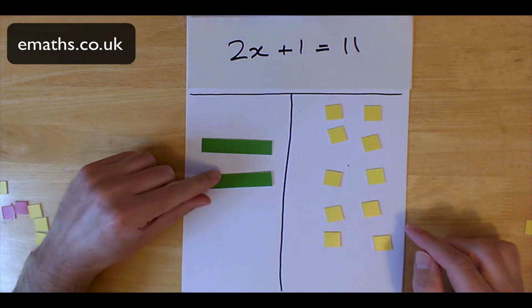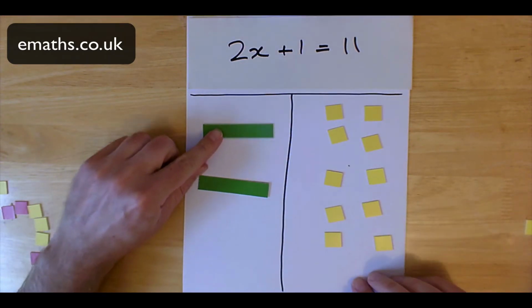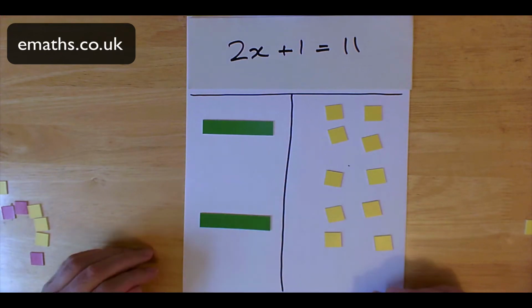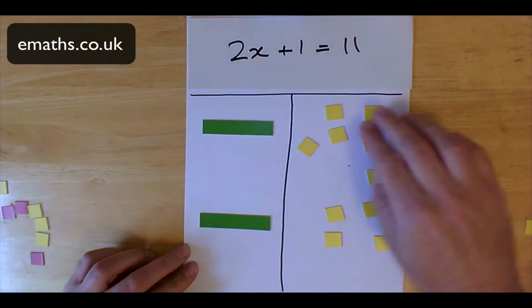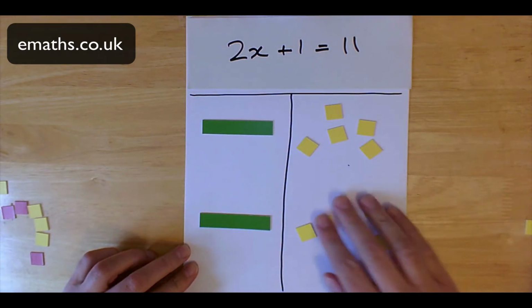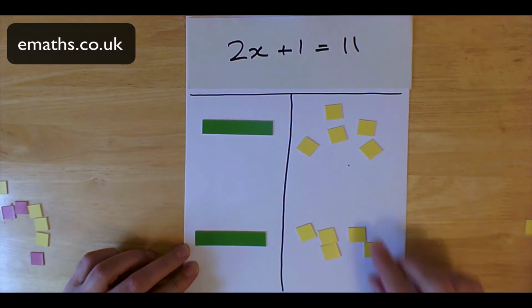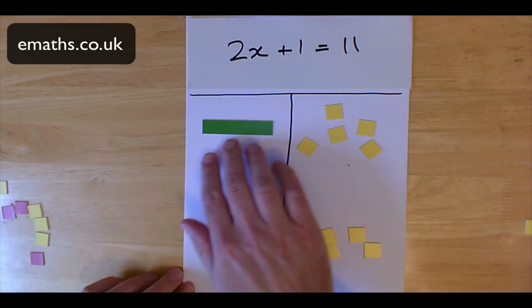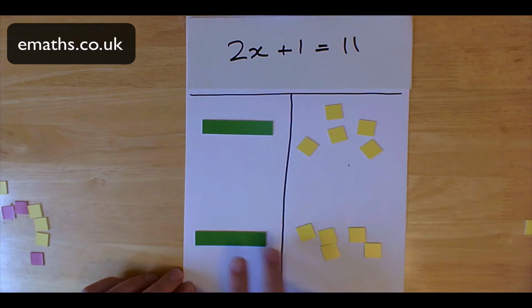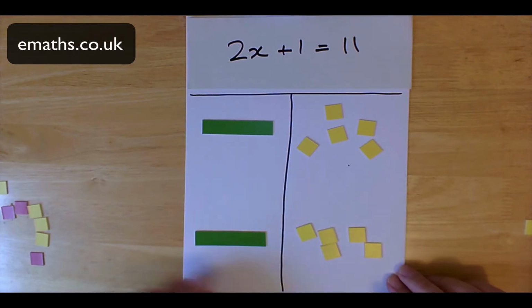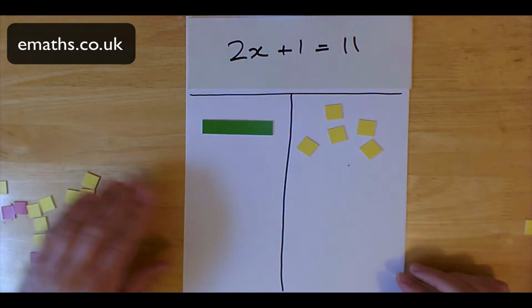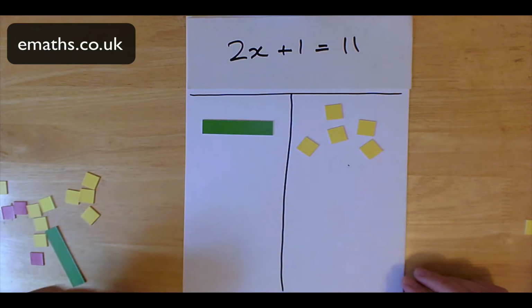I want to leave x on its own. At the moment I've got 2 x's, so I wonder if I can create 2 equal groups. Yeah, I've made this one quite an easy question. I can create 2 equal groups. So I know that 1x balances with this and 1x must balance with this. So I can ignore this part of it and leave x is equal to 5.